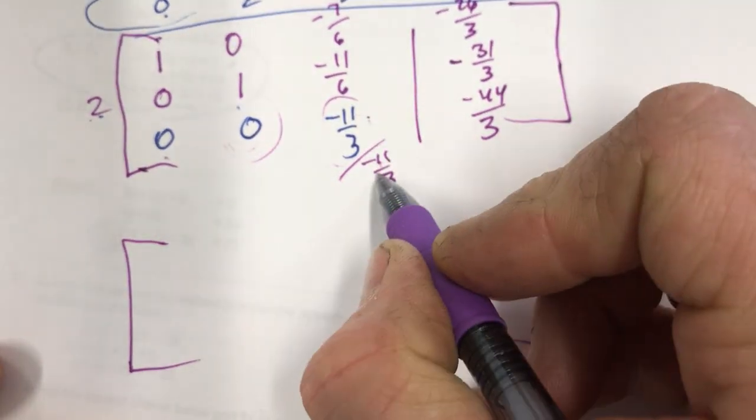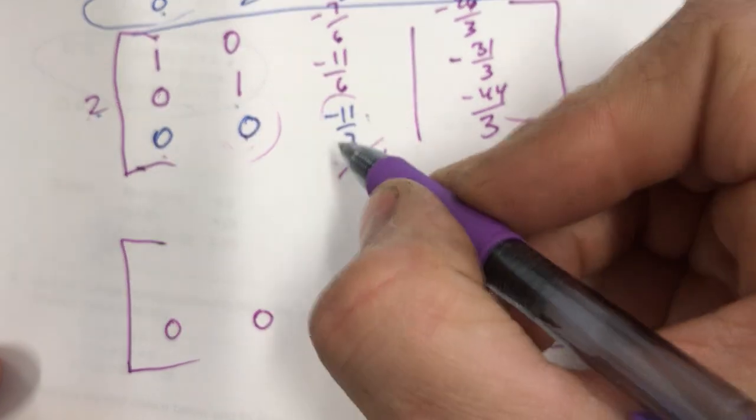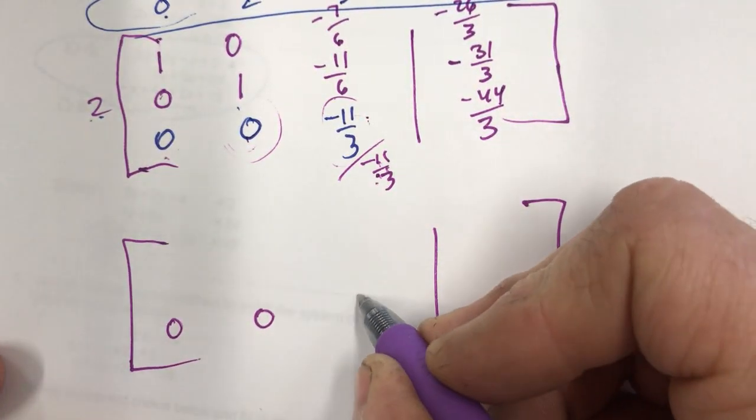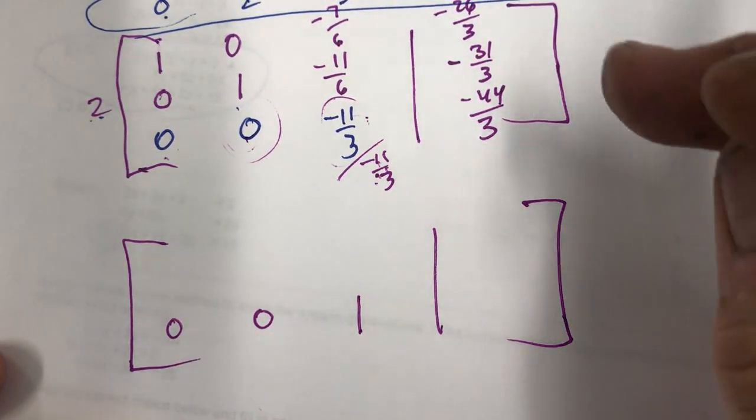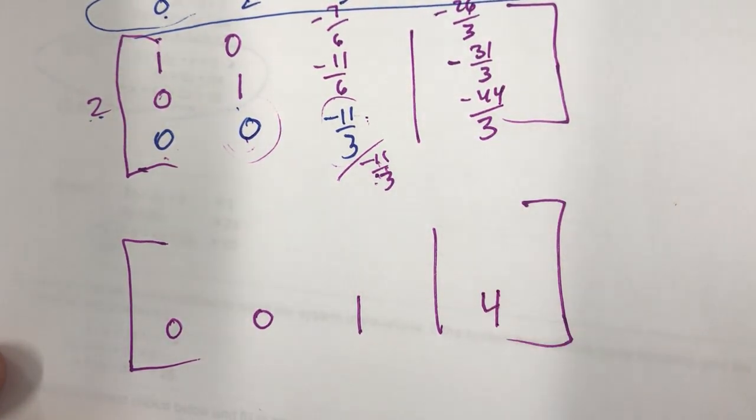So 0 divided by negative 11 thirds is 0 still. 0 divided by negative 11 thirds still 0. Negative 11 thirds divided by negative 11 thirds is 1. And then negative 44 thirds divided by negative 11 thirds would be 4. All right, so that worked out good, didn't it?